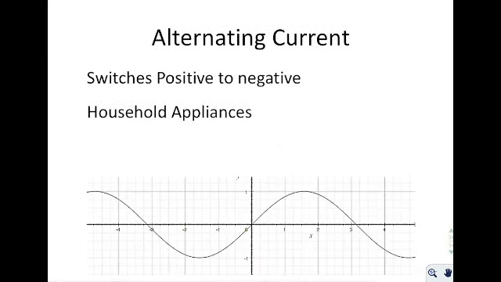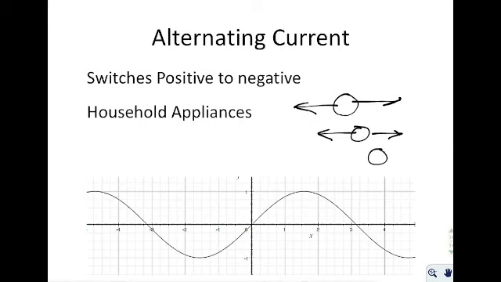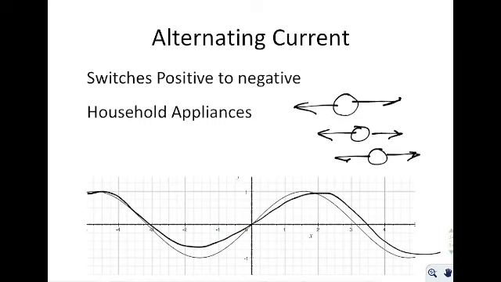Now, alternating current is a little bit different. Alternating current is where the charge moves back and forth, and back and forth, as depicted by this graph. It's kind of a sine graph if you're used to that from math. This is what you get from household appliances, because that's what you plug into them.